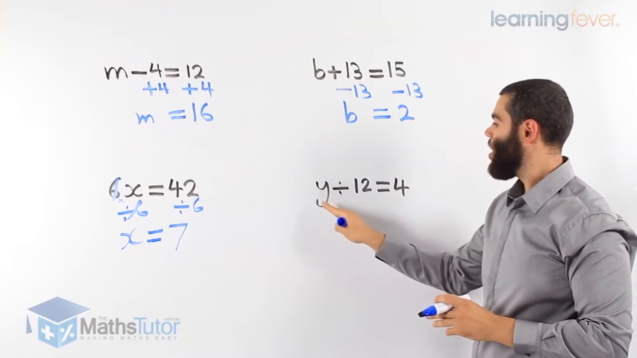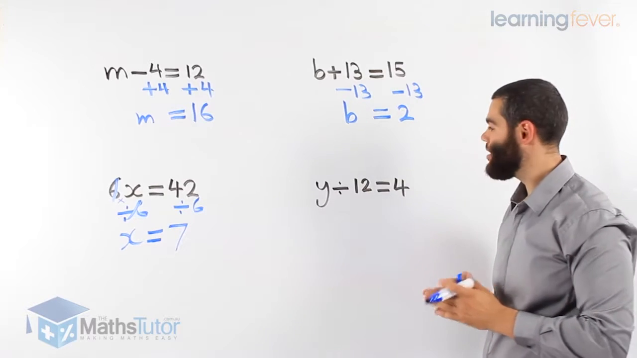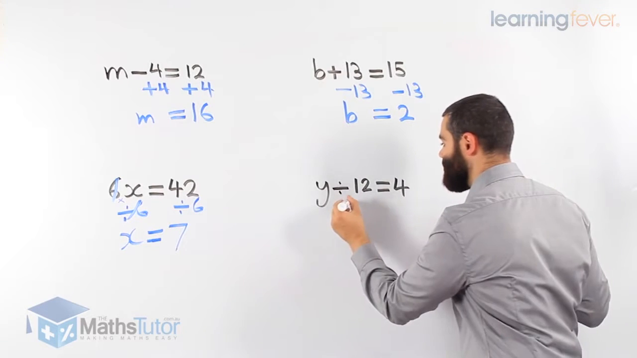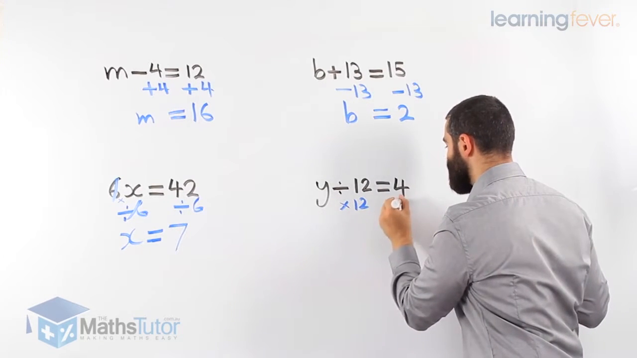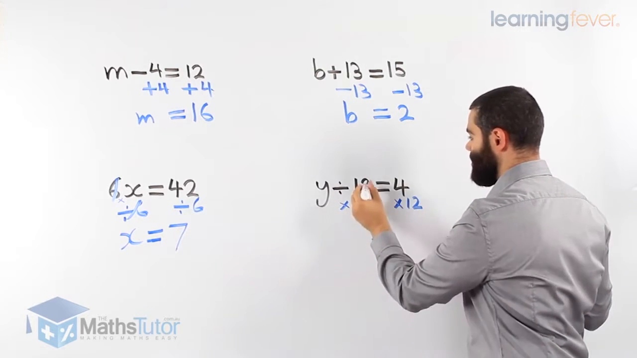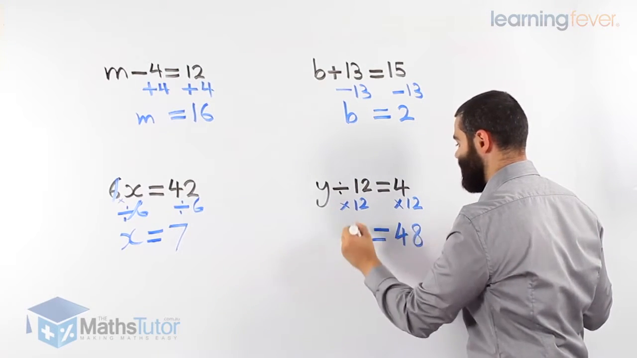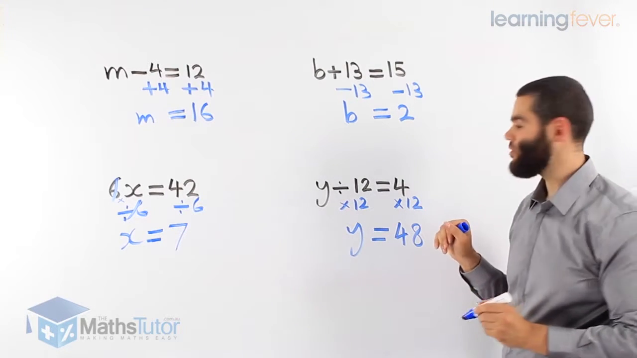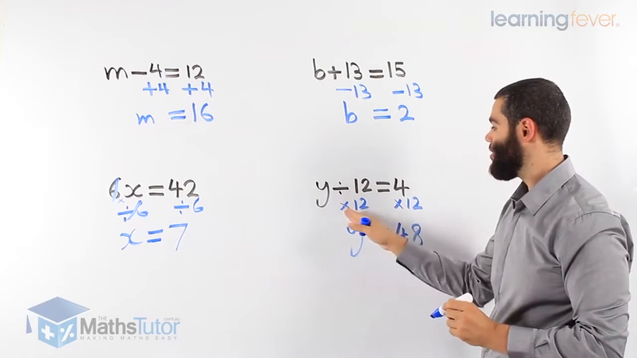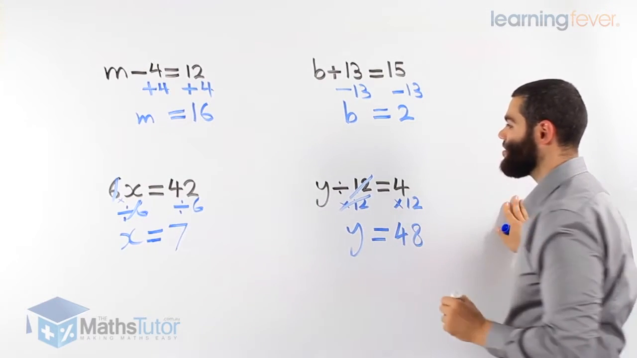Last one. Y divided by 12 is 4. Something represented here by y, divided by 12, is 4. The law of opposites, the opposite of divide is times. Times 12 here. What we do to here, we must do to this side too. And that cancels out. 4 times 12 is 48. Y is 48. We know divide and times cancel each other out. They're gone. We're left with y, and 4 times 12 is 48.